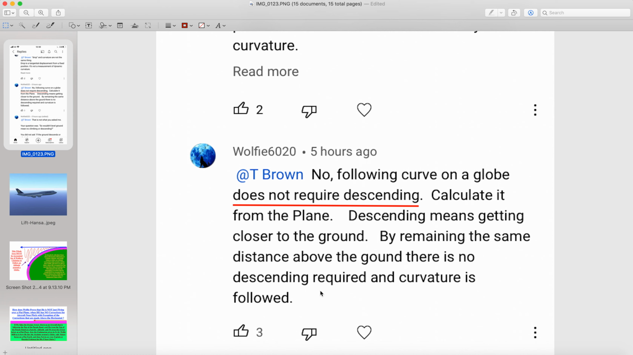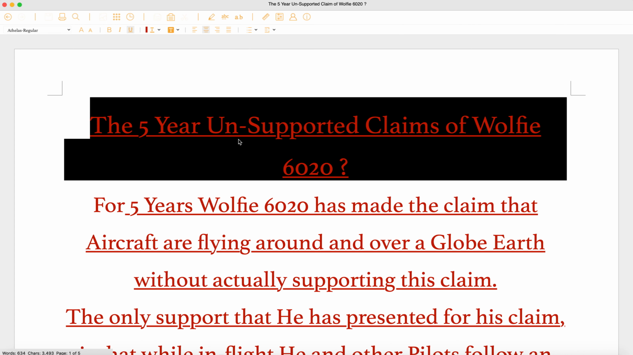So Wolfie's basic claim is that he follows an altitude, right? And that means that he's going around a globe Earth. This is basically what he's claiming. So what I'm going to do is go here a second. Okay, the 5-year unsupported claims of Wolfie 6020.